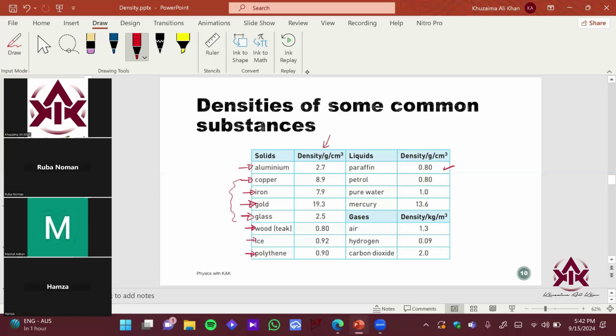We have two containers, both fully filled with liquids. Pure water is 1 gram per centimeter cube, and mercury is 13.6 gram per centimeter cube. Mercury is the only liquid which has a pretty high density, right? So there will be more mass in the same volume. It is because the volumes are the same.